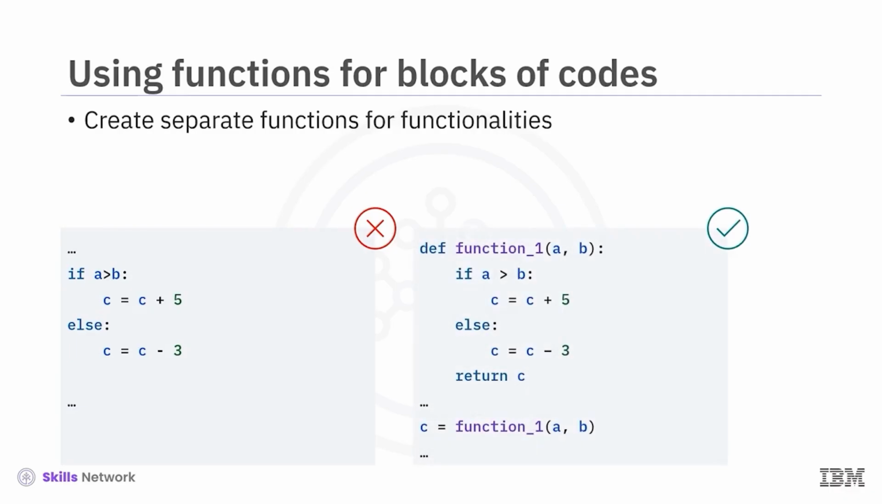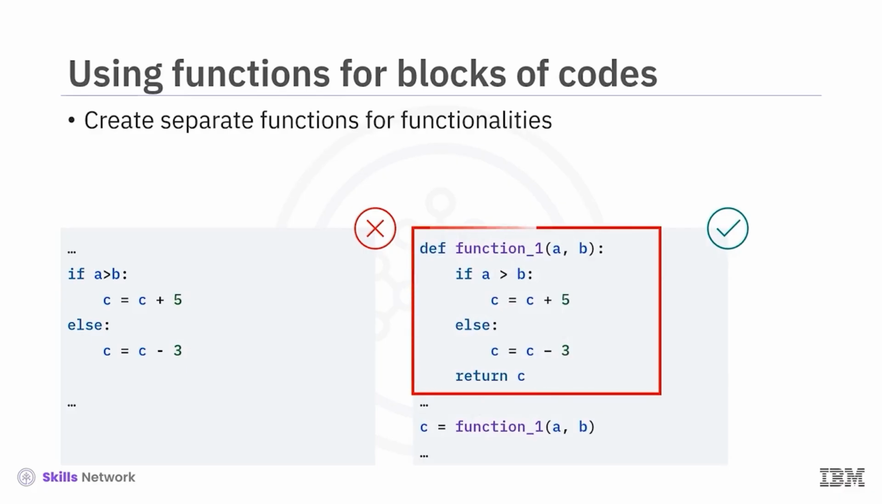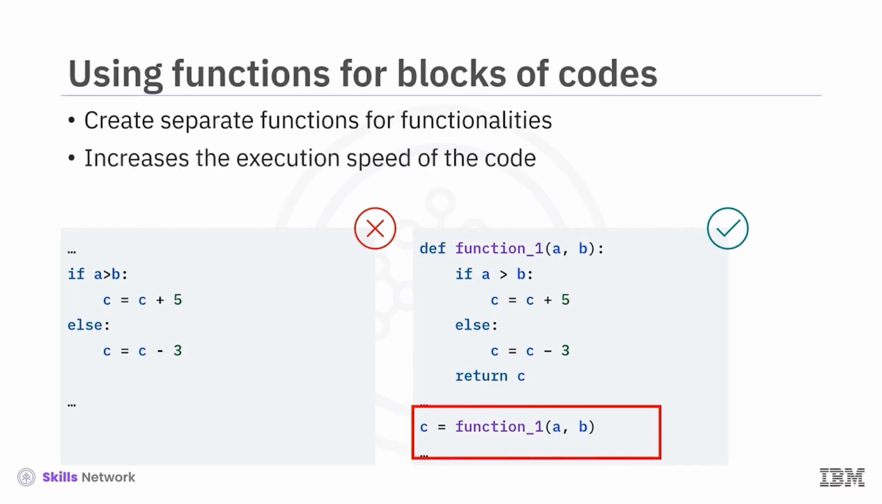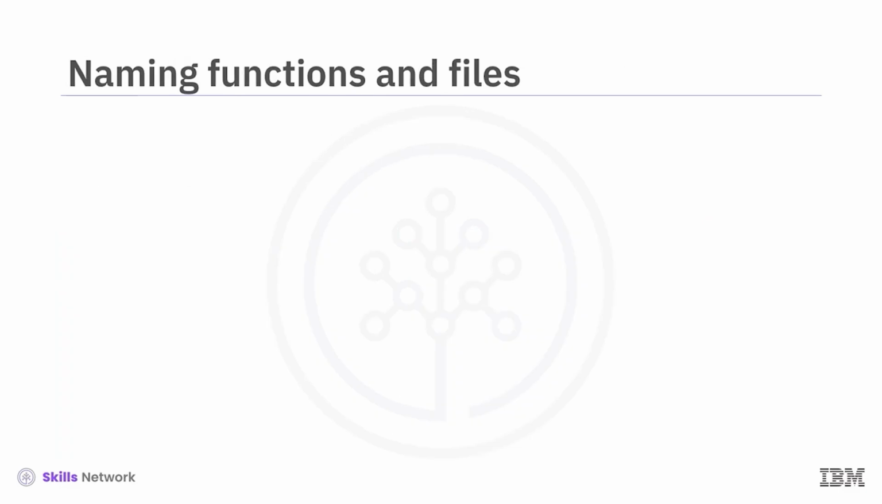However, if you notice function_1 written as def function_1 with two parameters a and b, it can be called easily. For example, c equals function_1(a, b). This increases the execution speed of the code and supports the reuse of the code block in a much more convenient way. Another coding convention is to name the functions and files using lowercase with underscores.